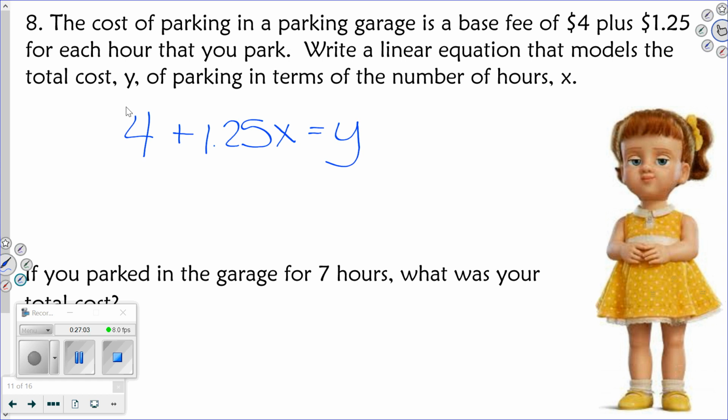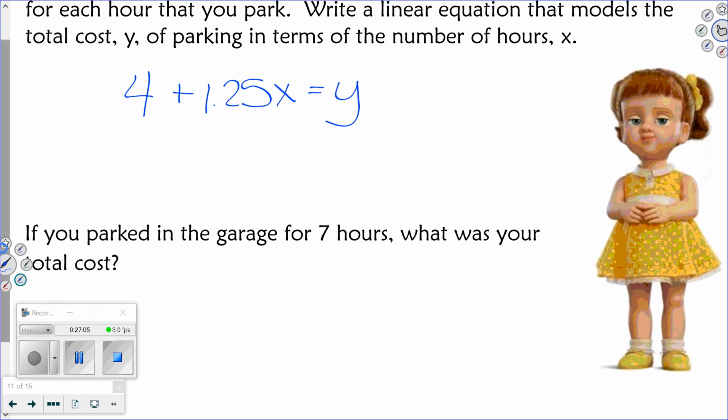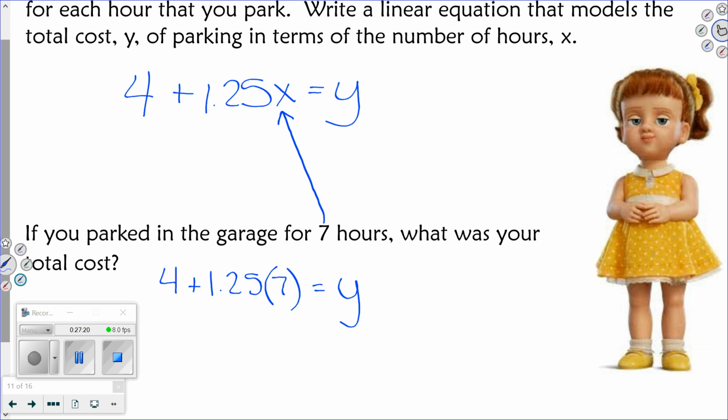So if you parked in the garage for 7 hours, what was your cost? Where does the 7 go? It goes in for x. So 4 plus 1.25 times 7 equals y. What is it? 1275?